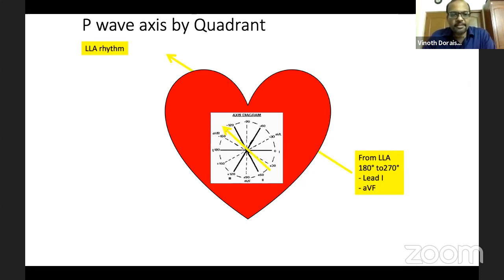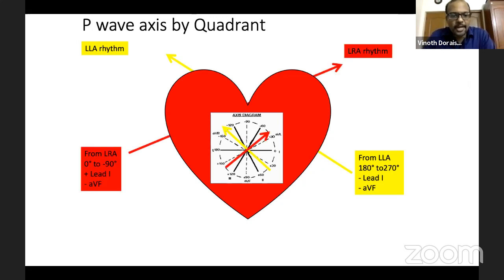Now the low left atrial rhythm. I just want to tell you the normal sinus rhythm is the high right atrial rhythm, because we know that the sinus node is present at the lateral wall of the right atrium at the SVC-RA junction. So that is the normal sinus rhythm. Now coming to the low left atrial rhythm, it comes from the lower part of the left atrium and goes in the direction of the yellow arrow you can see on the hexaxial diagram. Definitely, considering lead 1 and AVF, both will be negative because it is going away from those leads, and AVR will be positive.